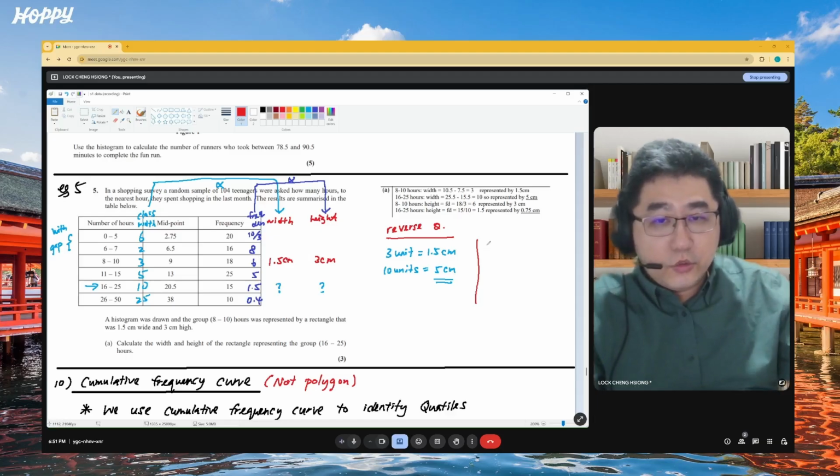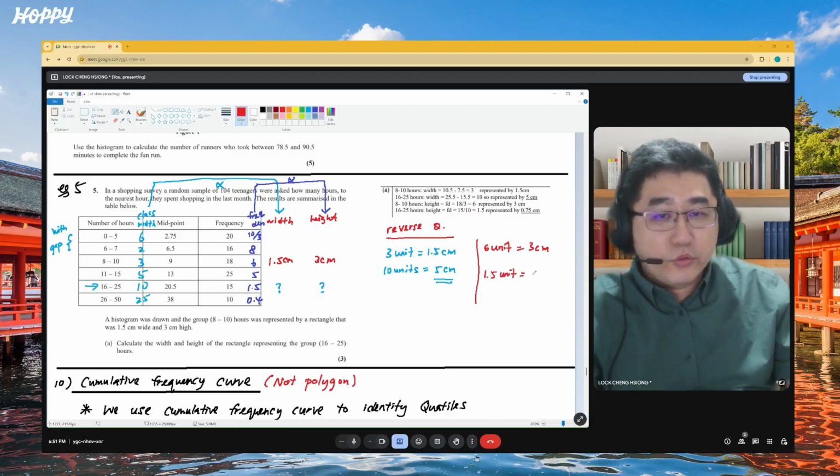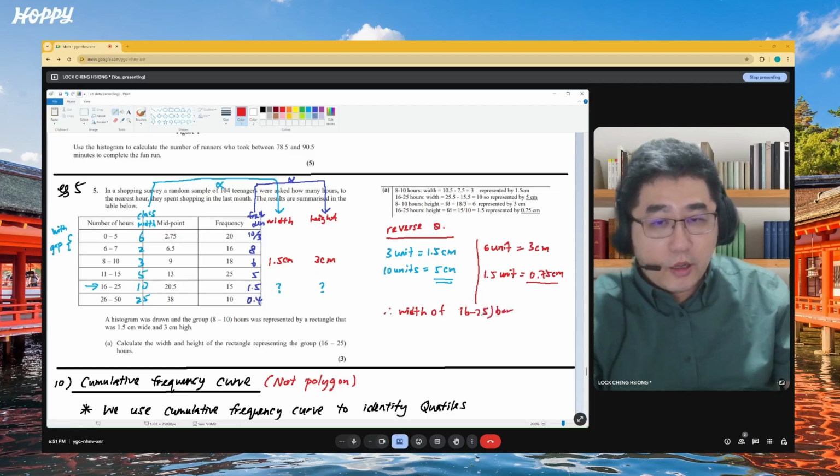Then the next one, directly proportional. 6 units give you 3 cm. So 1.5 units give you how many cm? So obviously divided by 2, so 0.75 cm. So our conclusion is the width of 16 to 25 bar equals 5 cm. The height of 16 to 25 bar is 0.75 cm.